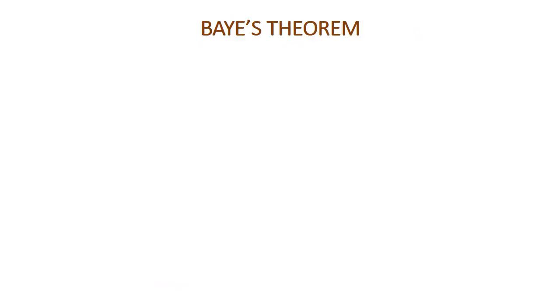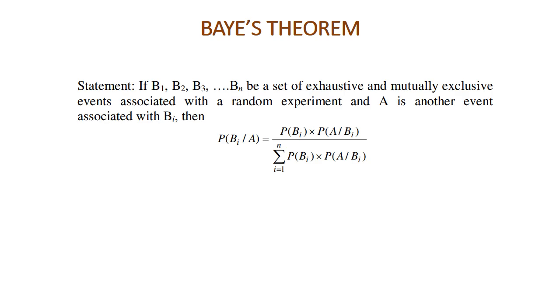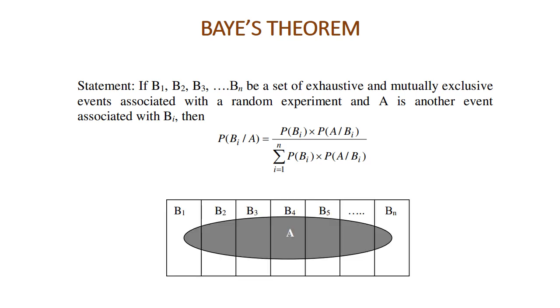Now let us see the statement of Bayes' theorem. If B1, B2, B3 up to Bn be a set of exhaustive and mutually exclusive events associated with a random experiment and A is another event associated with Bi, then P of Bi by A is equal to P of Bi into P of A by Bi divided by summation of i equal to 1 to n P of Bi into P of A divided by Bi. So this is going to be the statement of Bayes' theorem.